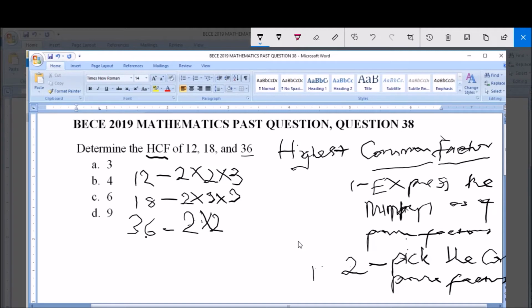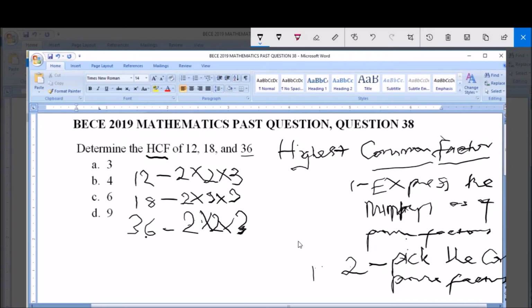Can 2 go into 9? No, 2 cannot go into 9. We move to the next prime number, which is 3. 3 can go into 9 3 times. We write times 3 times 3. Then we still have what? Remaining 3.